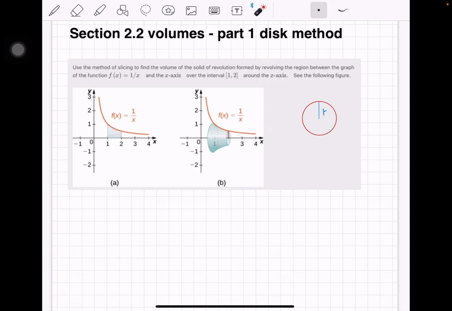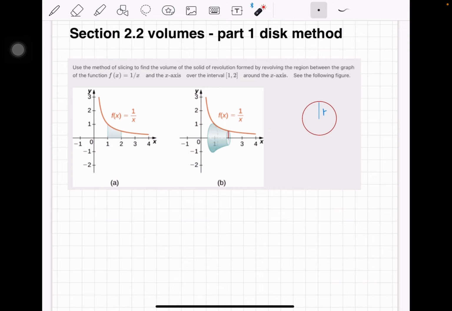The example we have is a function f of x equal to 1 over x, which is the orange graph. And then we're going to revolve this shape along the x-axis to get a three-dimensional shape. And you can see that after the rotation, this is going to be a solid three-dimensional object.